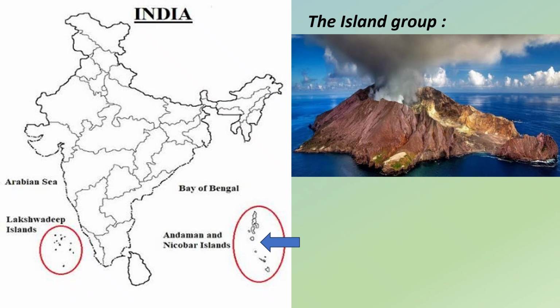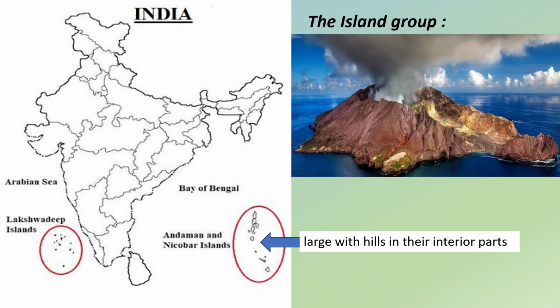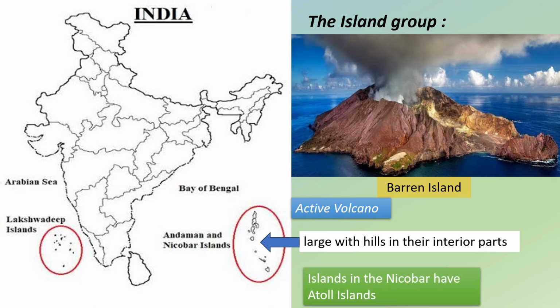Islands in the Andaman group are mainly volcanic islands. They are large with hills in interior parts. It includes an island called the Barren Island, which has the only active volcano in India. In the Nicobar Island group, we can find atoll islands.